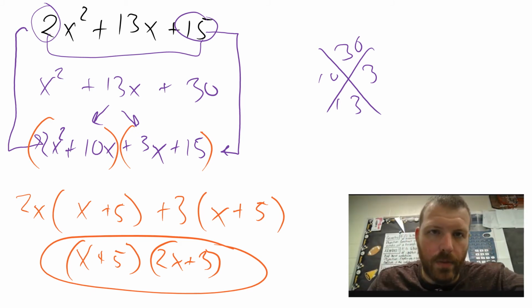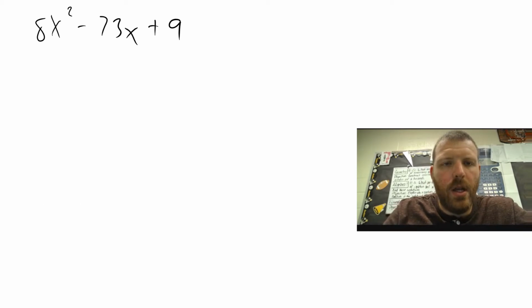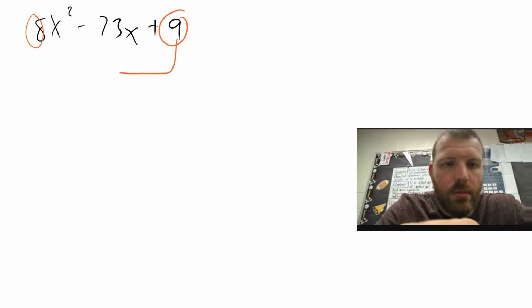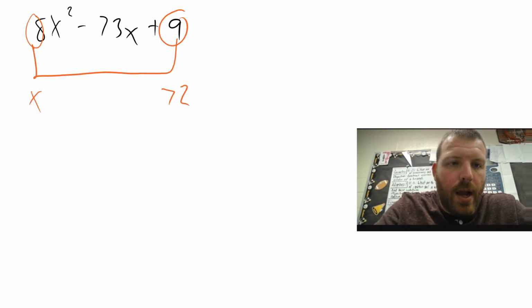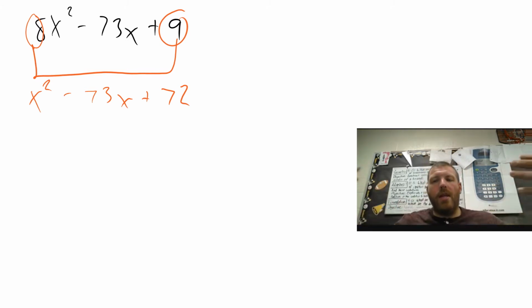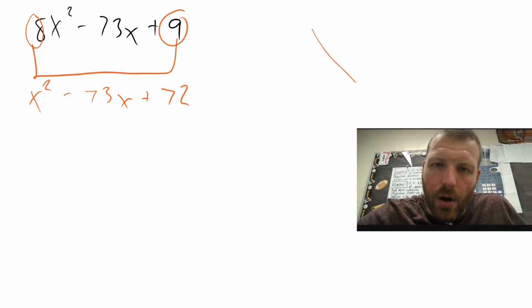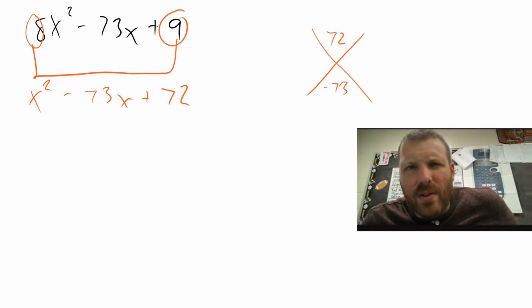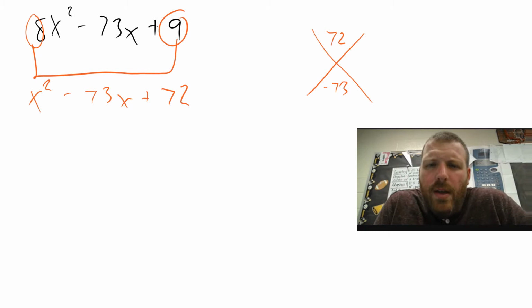So let's take a look at the next one. This time, again, we're going to multiply these two numbers. That is 72. We're going to bring down x squared, not the 8, and we're going to bring down our negative 73x. This is all just so that we can create our factors. So looking at our cross puzzle, we have 72 up here and negative 73 down here. So what are some factors of 72 that will add together to give you negative 73?